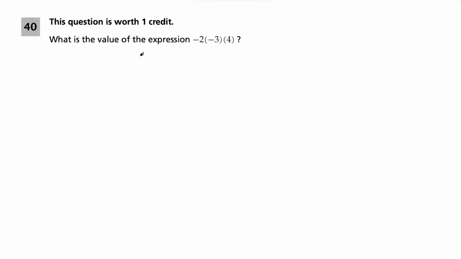Question 40, what is the value of the expression -2 times -3 times +4? Well, just know that when we multiply a negative by a negative, the result is positive. So first, let's do the product of the two negatives here. We're going to multiply -2 times -3. And -2 times -3 is going to give us +6. Okay, and then we still have to do 6 times 4.